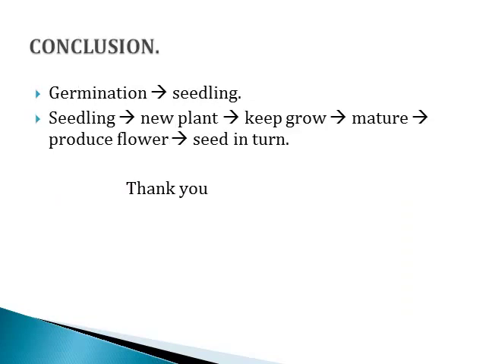Next, conclusion. Germination in any plant ends with the formation of a seedling. The seedling develops into a new plant. This new plant keeps growing and matures. Once the plant is matured, it is going to produce the flower. This flower is going to produce the seed, and this seed in turn again goes for germination, seedling, new plant. So the cycle rotates. So this is what the seed structure and germination is.